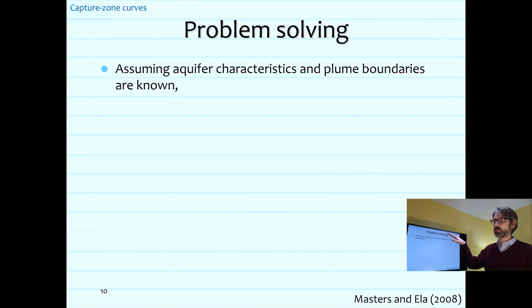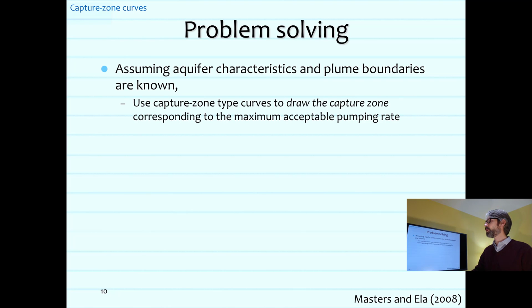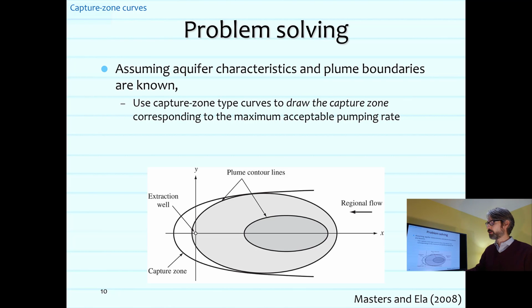To use our capture zone curves for problem solving, we're first of all going to assume that the aquifer characteristics and the plume boundaries are known, and then we can use a capture zone type curve to draw the capture zone that corresponds to the maximum acceptable pumping rate. It'll look like this. So here's our capture zone, here's the location of the extraction well, and then here are the plume contour lines. And so we want that plume to be entirely contained within the capture zone.